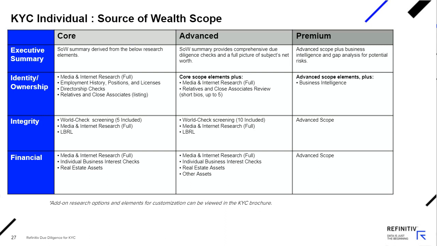The premium level is advanced, but just includes business intelligence. So most of our source of wealth customers order the legacy premium, which effectively includes business intelligence. We have on-the-ground curated sources with pertinent knowledge of the individual and of their businesses, and they are typically former law enforcement, former intelligence community, and folks within the pertinent business communities, to provide on-the-ground commentary for that individual.